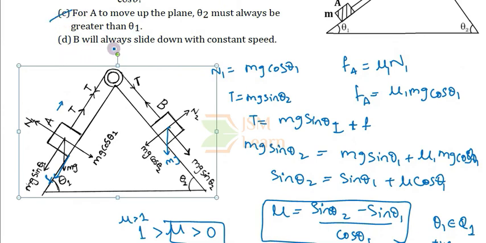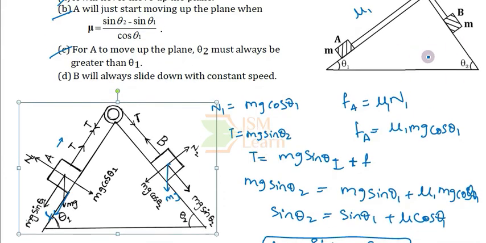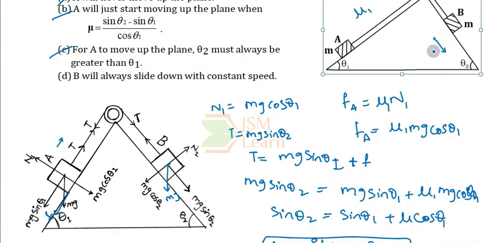Moving to option D, it says that B will always slide down with a constant speed. When we observe B, this is not necessary. The downward component of force acting on B is mg sin theta 2, and the upward force acting on B is the tension in the string, which is pulling it upwards. So whenever the tension in the string is equal to this downward force, then at that time the net force on B will be equal to 0. So in that case, as the net force is 0, the acceleration is 0. In that case, the block B will move with a uniform velocity, that is, constant speed in the downward direction.